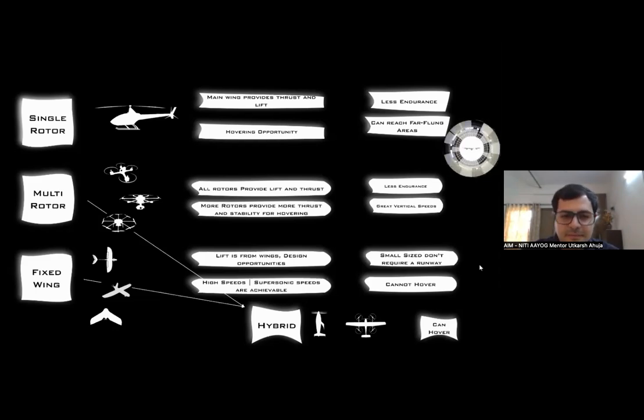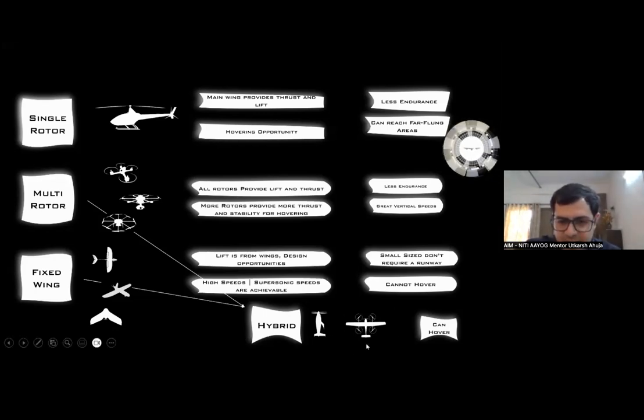But it cannot hover unless it has a propeller pointing straight upwards. In that case you can hover, but otherwise you will not be able to hover if you have a fixed wing. And then there is the last one, which is called the hybrid. These are new things. In a hybrid, you may connect this one and the fixed wing one together. These are called VTOLs, or vertical takeoff and landing aircraft, and such are their designs.